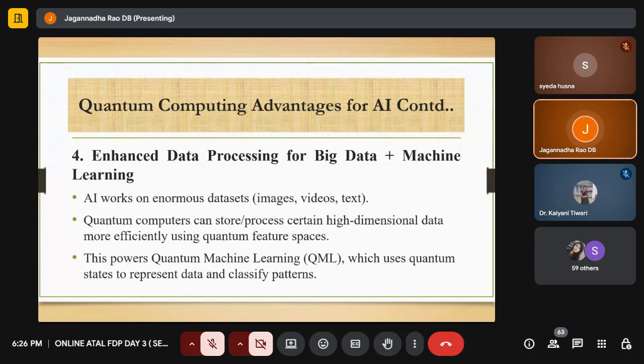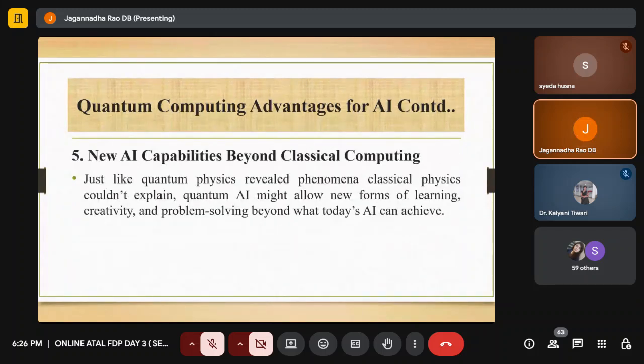Another one is enhanced data processing for big data machine learning. Here AI works with enormous data sets. Nowadays, simple data sets are slowly becoming big data sets. Quantum computers can store and process certain high-dimensional data more efficiently using quantum features. This powers quantum machine learning, QML, which uses quantum states to represent data in classical patterns.